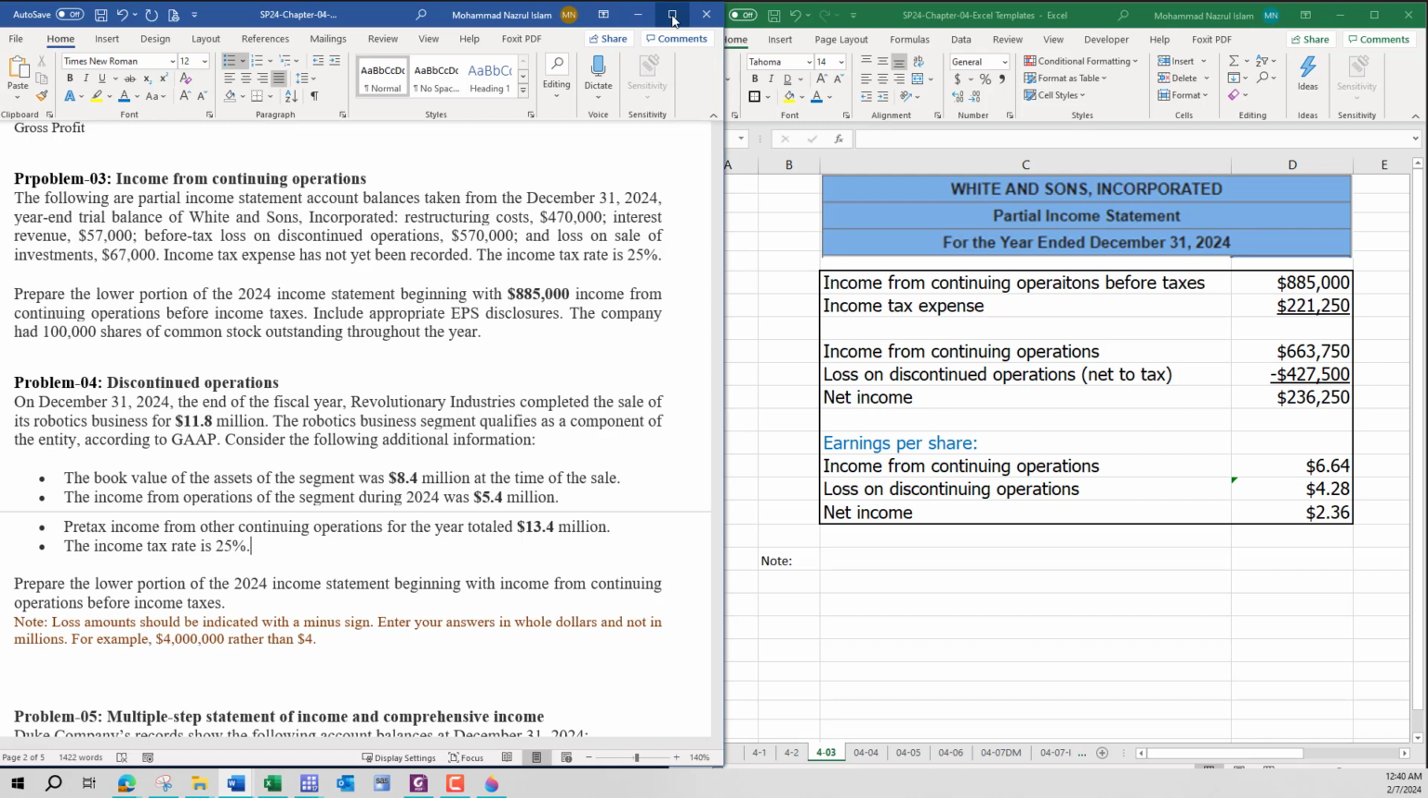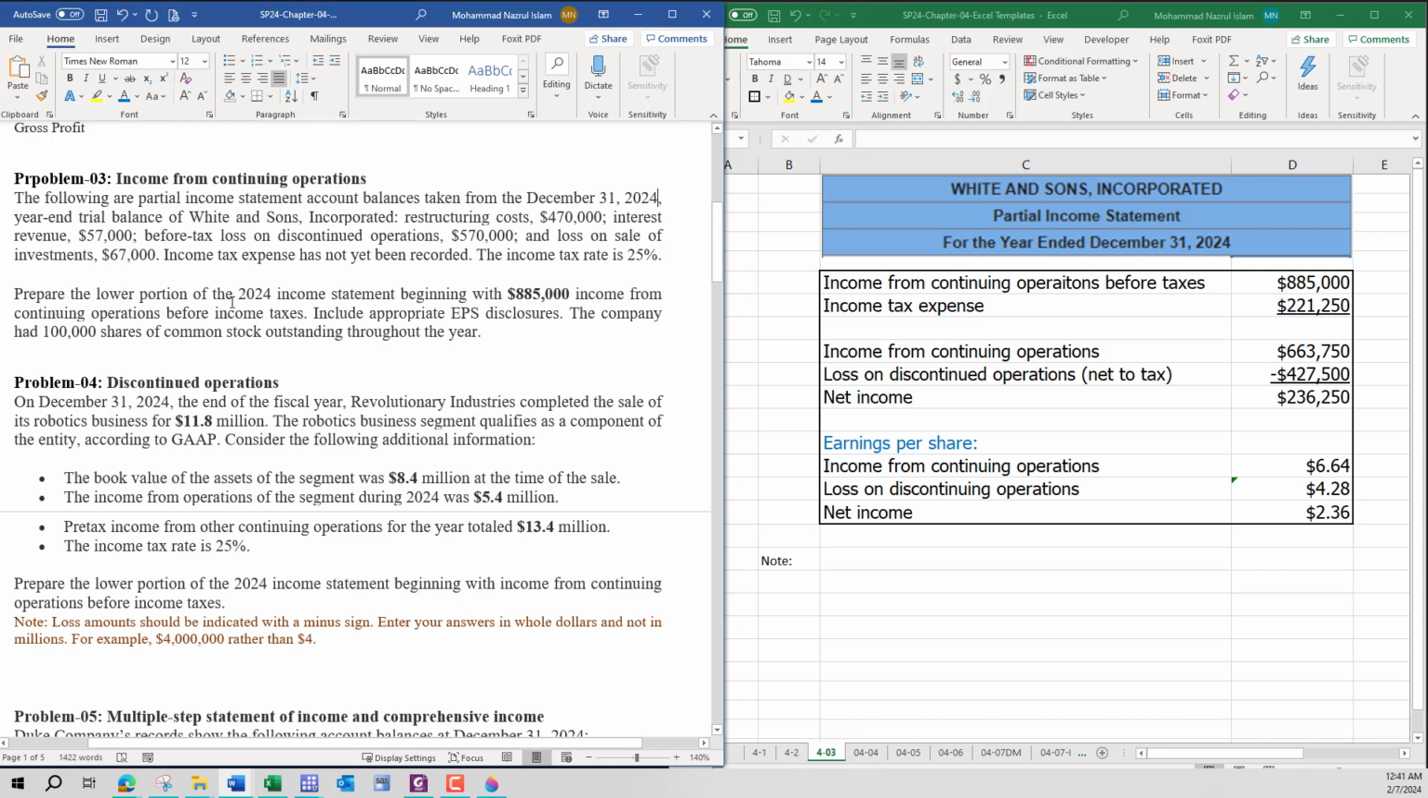So let's see the problem. What do we have? The following are the partial income statement account balances taken from the December 31st, 2024 year-end trial balance. There's a restructuring cost, interest revenue, before-tax loss on discontinued operations, and loss on sale of investment. Income tax expense has not yet been recorded. The income tax rate is 25%.